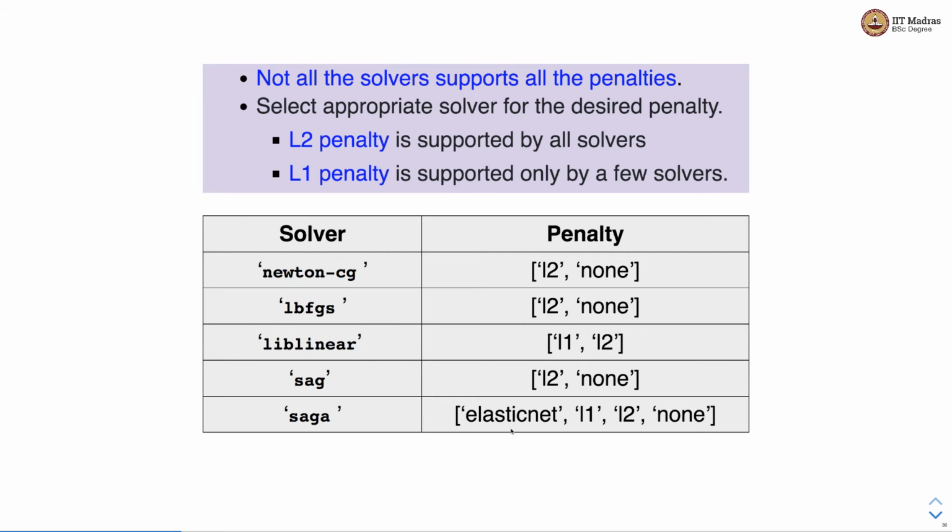So if you want to use elastic net penalty, then you have to use SAGA. If you want to use L1 penalty, then you have to use either LibLinear or SAGA as solvers. For L2, you can use any of the solvers. All the solvers support L2 penalty.